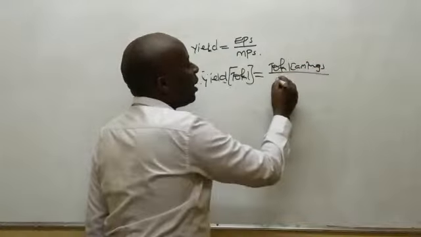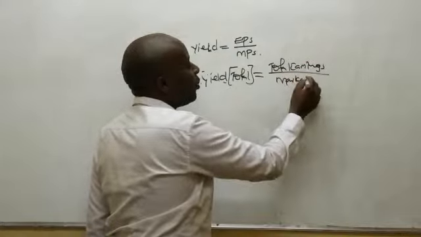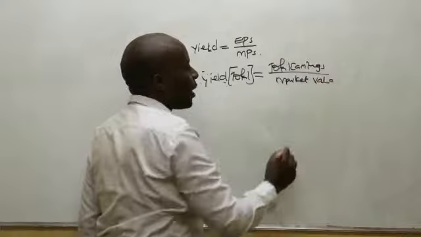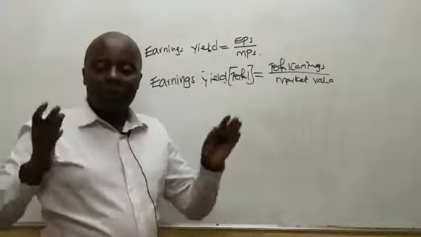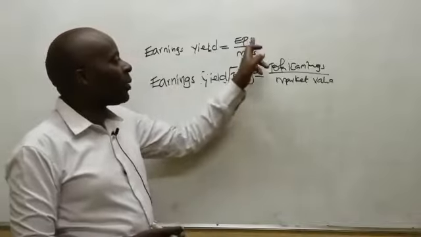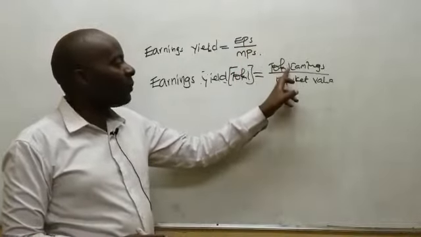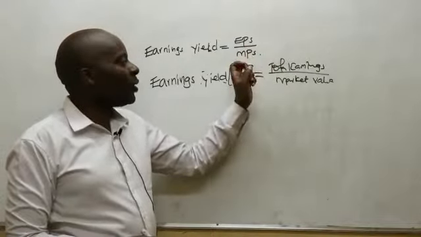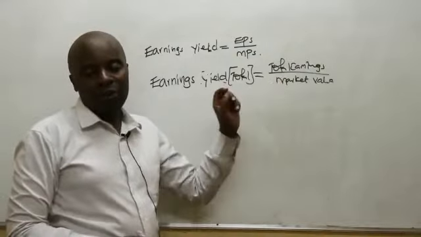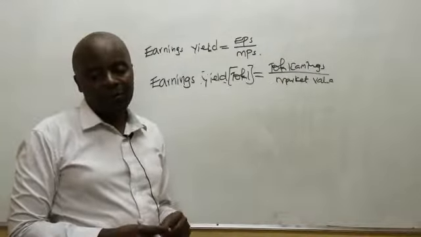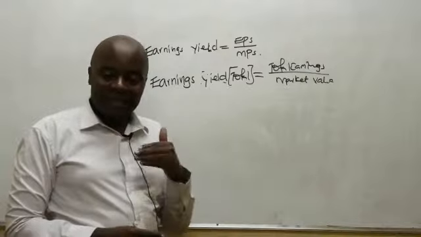all over market value. So when you are looking at it from the perspective of total number of shares, if you take this and multiply it by the number of shares, you'll end up getting total earnings. If you multiply this by the number of shares, you'll end up getting market value. Now, you see what this examiner wants us to do.